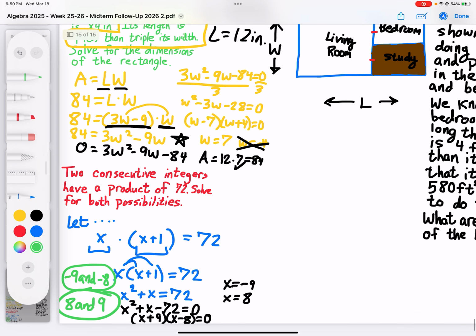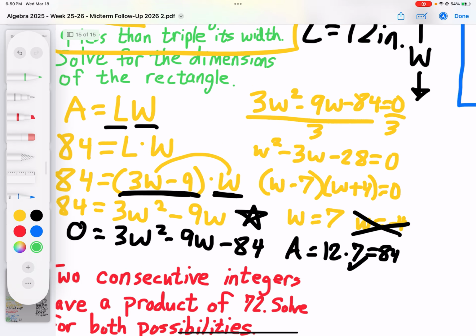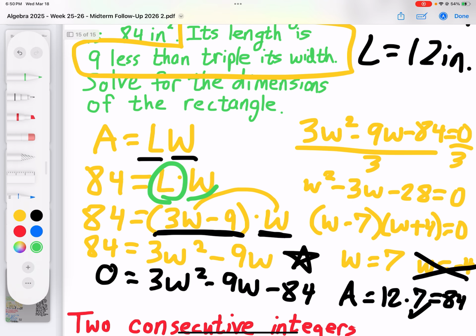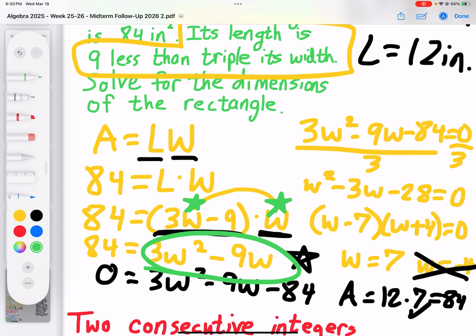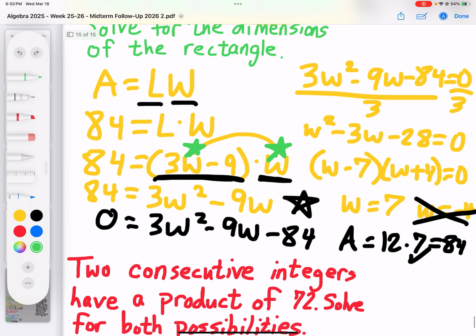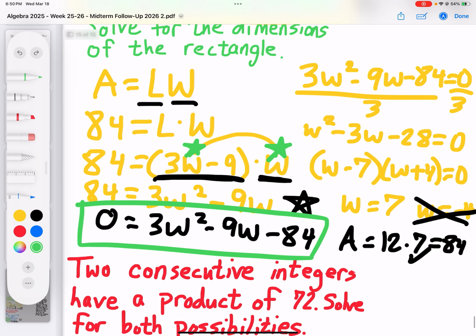That's kind of like the simplest way to build these: you need to express both of the values, whether it be length and width, or whether it be two consecutive integers. You have to express them with the same variable so that when you multiply stuff together, you end up with a quadratic equation. Then it comes down to your skill in solving quadratic equations, especially when they're equal to 0.